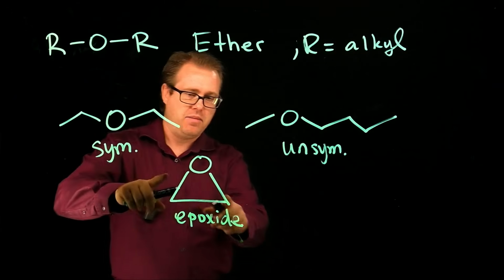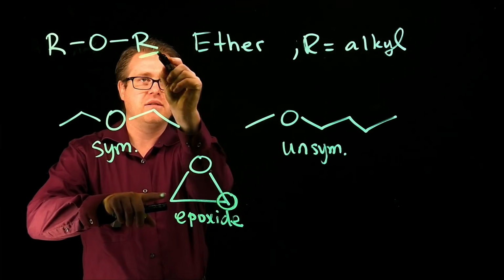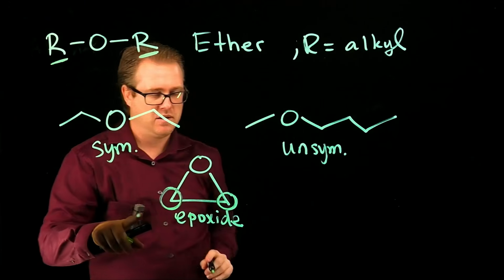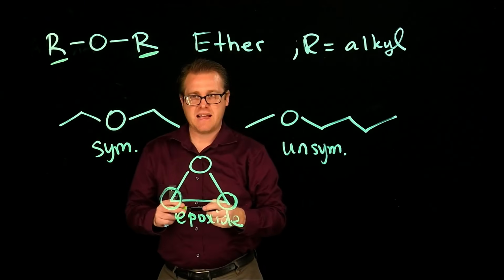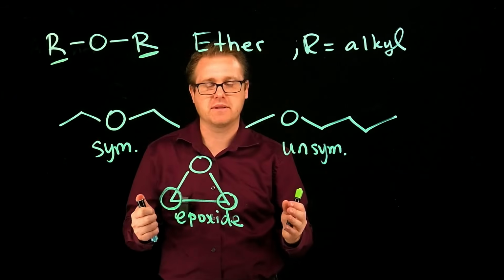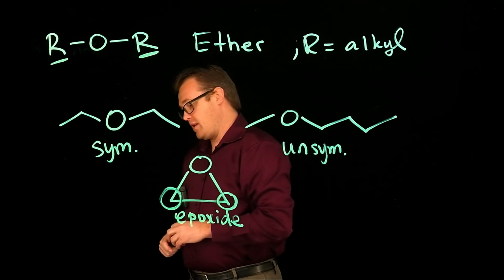When you look at that epoxide, you can see how this carbon right here could be this R, and that carbon right there could be that R. So we have an oxygen that's sandwiched between 2 carbons. Okay, so those are ethers.